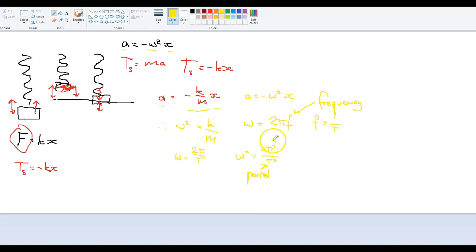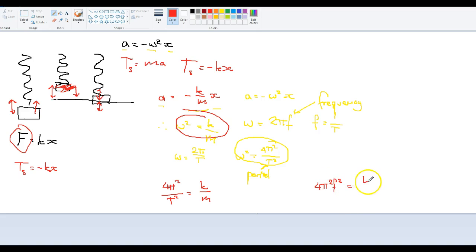Now, if we combine that equation with this one, we get 4 pi squared over T squared is k over m, or, as a parallel calculation, which we'll do over here, 4 pi squared f squared is equal to k over m.